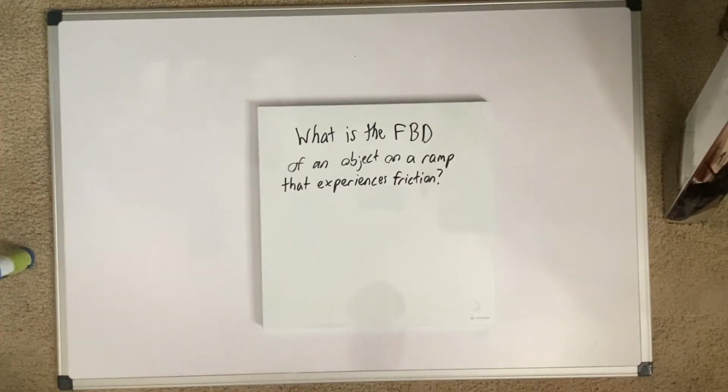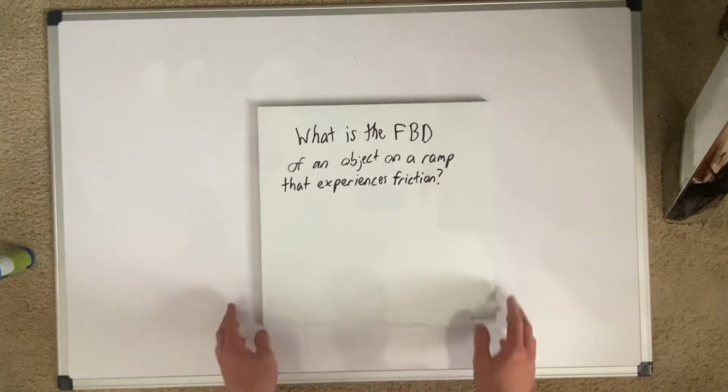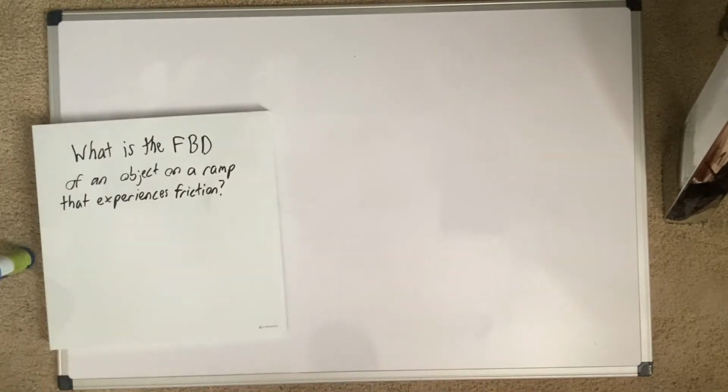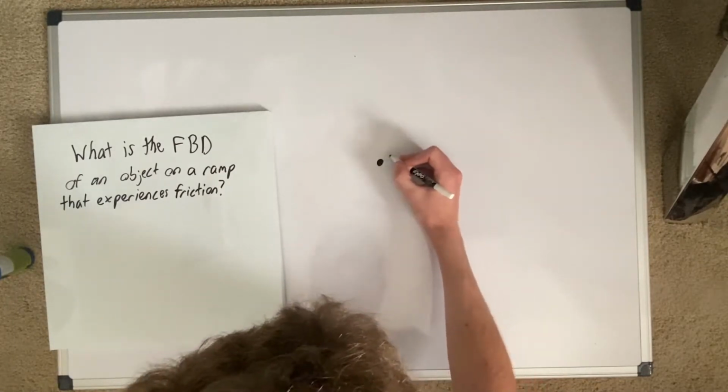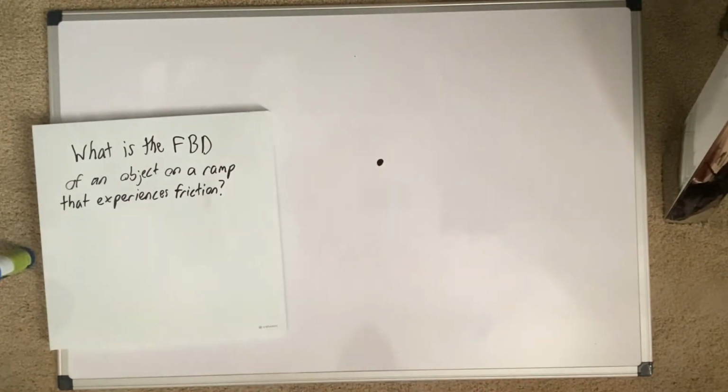Our question states, what is the free body diagram of an object on a ramp that experiences friction? So this one's simply testing us on how to make a free body diagram. First, we make a point that represents our object. Now we need to think of the forces that are acting on said object.